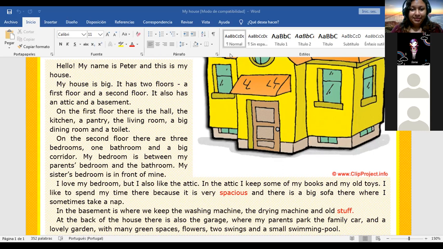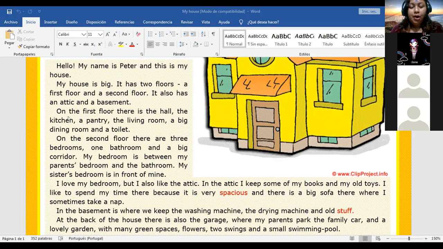Two floors. A first floor and a second floor. It also has an attic and a basement. And a basement.